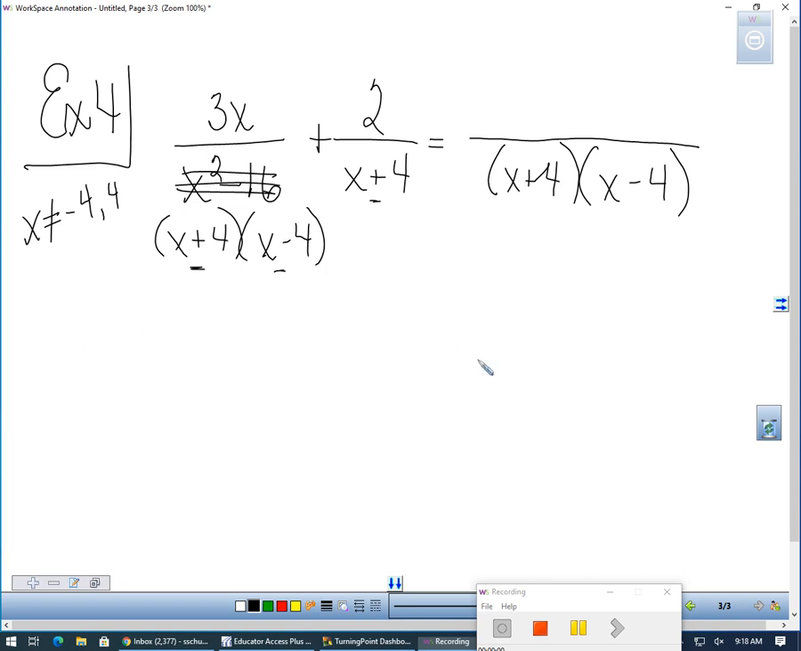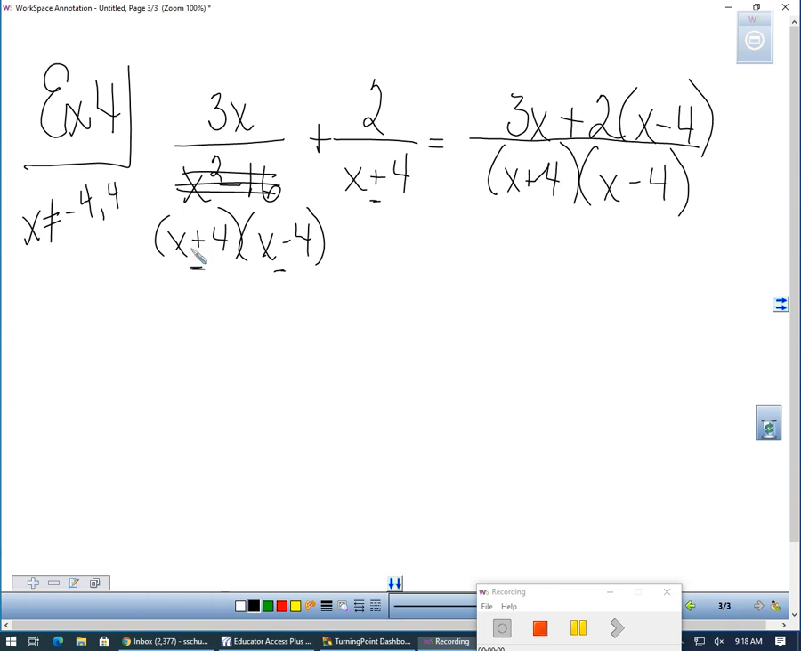All right, so next step, we multiply the top by its missing factor. Is this first fraction missing either of those factors in the denominator? It's not, so I just write down 3x. My middle process is plus. Over here I have a 2. And what is this one missing? It has the x plus 4, but it doesn't have the x minus 4. So I have to multiply the top by x minus 4.